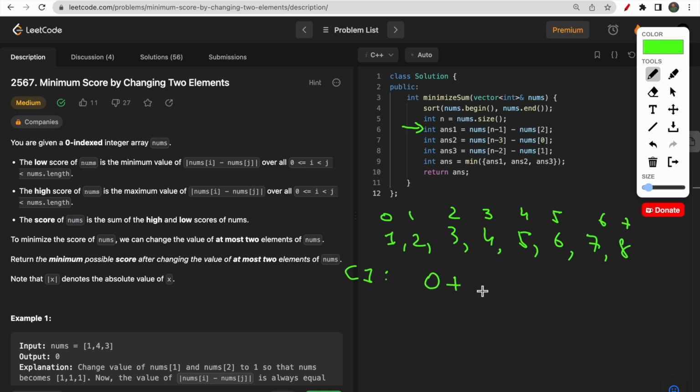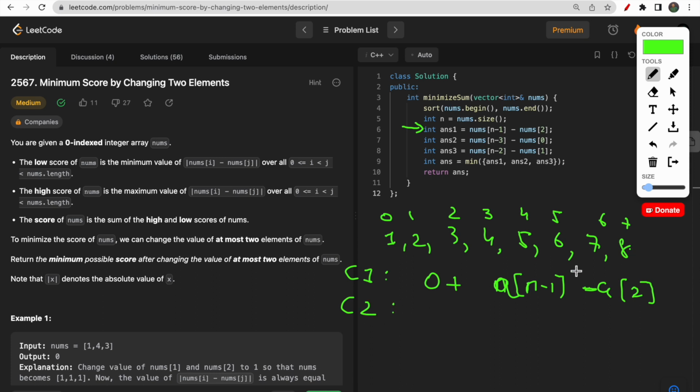It would be low plus high. The score is low plus high. Here the low would be 0. Okay, and the high would be what? The difference of nums array of n minus 1, minus array of 2. Okay, this and this, the difference of index 7 and index 2. So this is what is represented here, because index 0 and index 1 are changed to 3. Got it? This was our case 1.